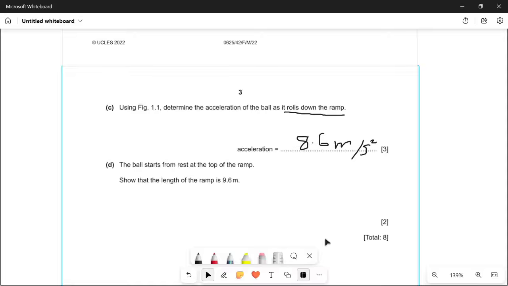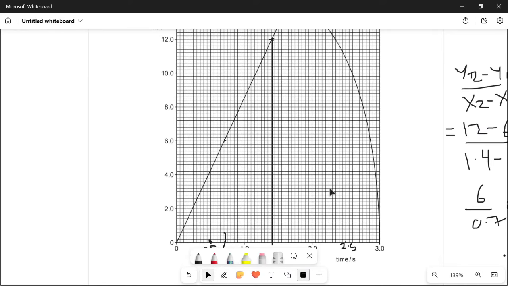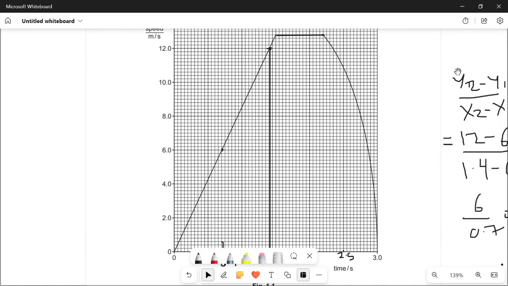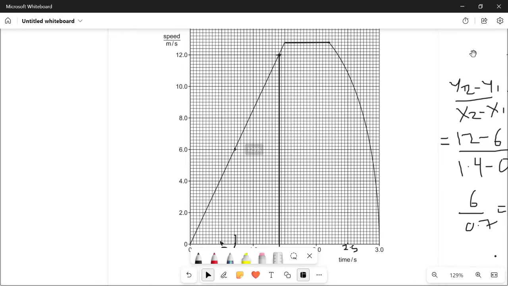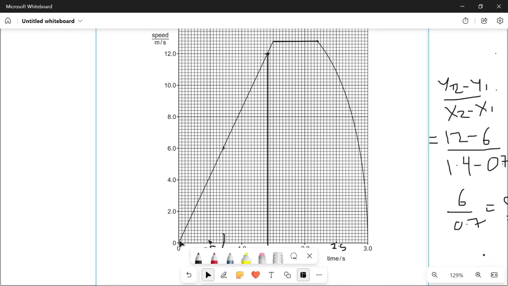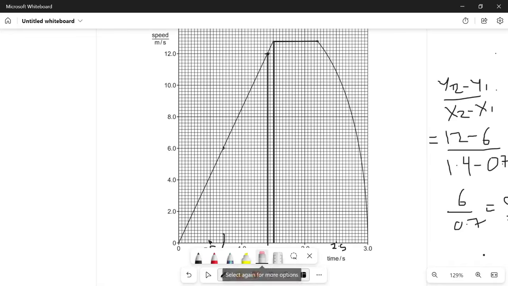So from the top of the ramp to the bottom of the ramp, the graph is going to go straight diagonally. So on the graph, this section is what we're talking about, this diagonal section which is straight. To find the distance, the distance is the same as the area under that section. So we have to find the area of this right angle triangle. Let me erase this line to make it clear.